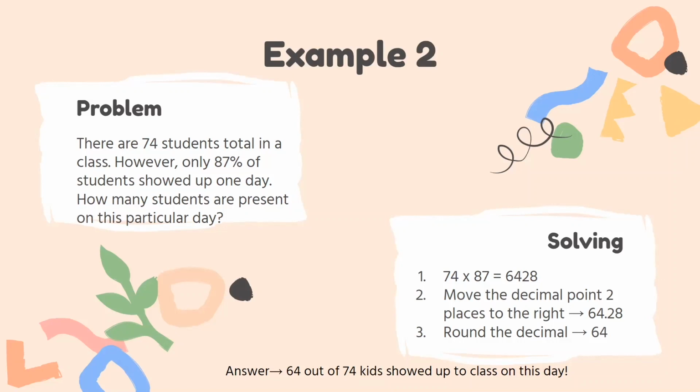So to solve this problem, the first step is to multiply 74 and 87 to get 6,428. The second step is to move the decimal point 2 places to the right to get 64.28. Then we round the decimal to get 64. So the answer for this problem would be 64 out of 74 kids showed up to class on this day.